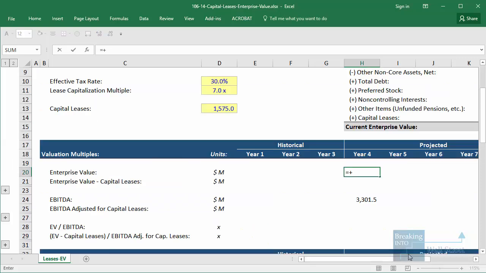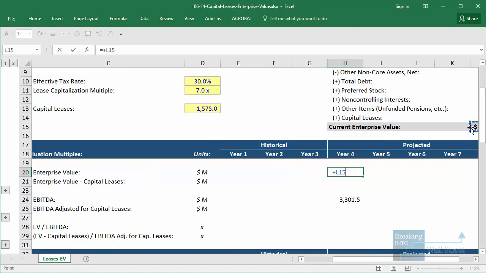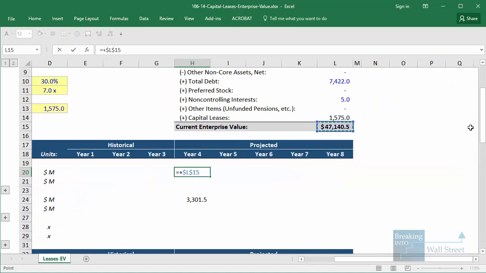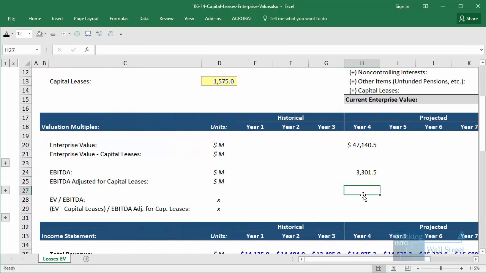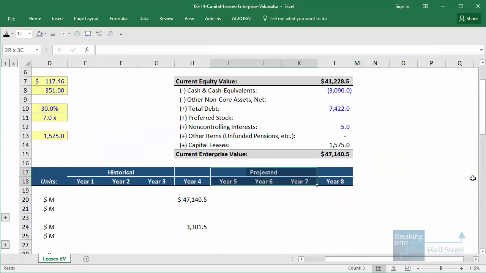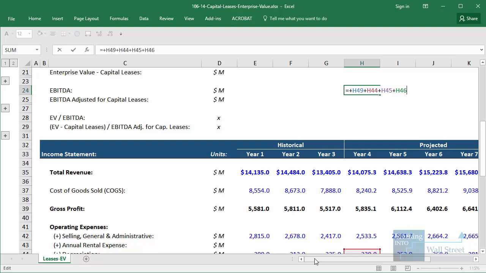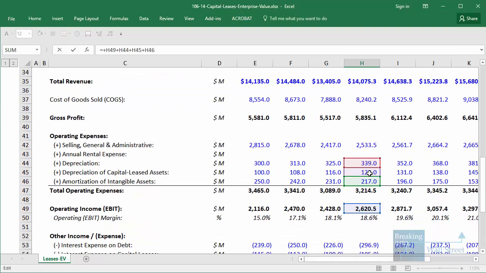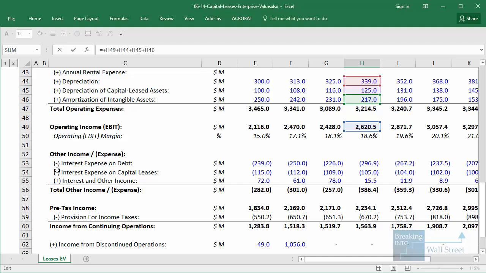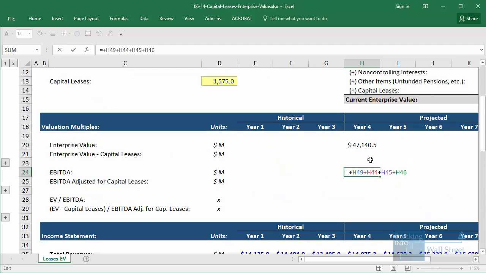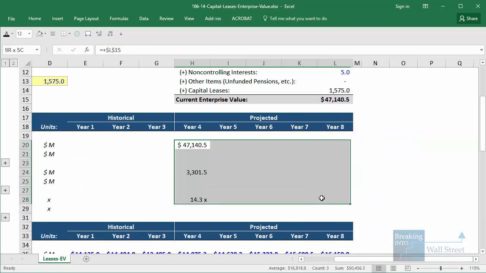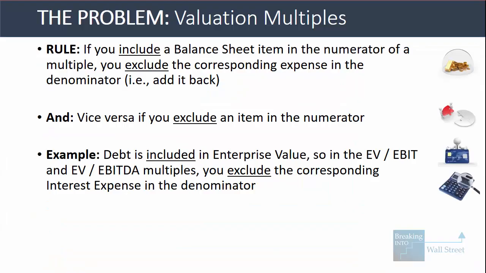Our enterprise value here is just going to be the same because in future periods, it doesn't change when we calculate valuation multiples. And since we are completely consistent, since we have added our capital leases to get to our enterprise value, and since EBITDA excludes the depreciation of the capital leased assets and also excludes all the interest expense here, we can simply go in and for the enterprise value to EBITDA multiples, we can take our enterprise value and then we can just divide by EBITDA. And so we have that. So that's how it normally works.